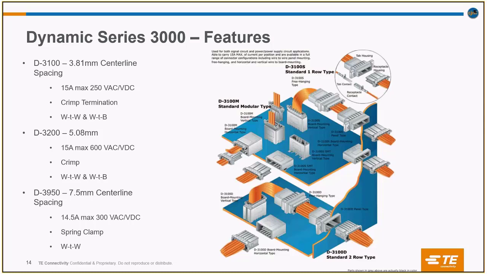One more thing, it also has audible latching and keying, because the dynamic series as a whole has audible latching and keying. The keying prevents mismating, and the audible latching helps us know that the connection is secure. The termination types are wire to wire and wire to board, and for the 3200 wire to board and wire to wire as well.